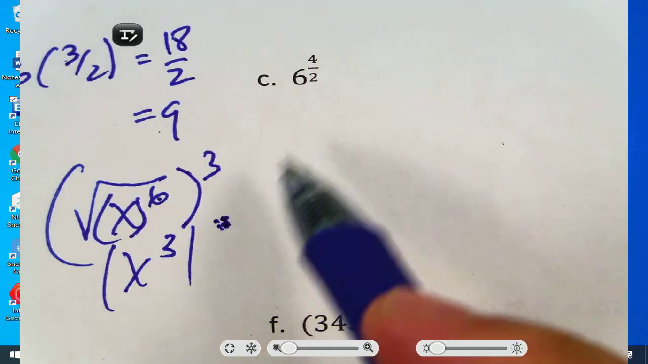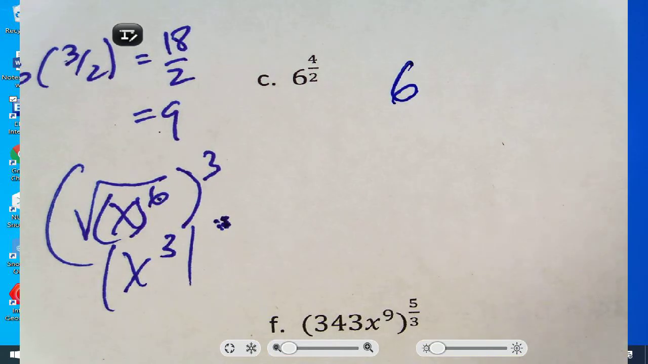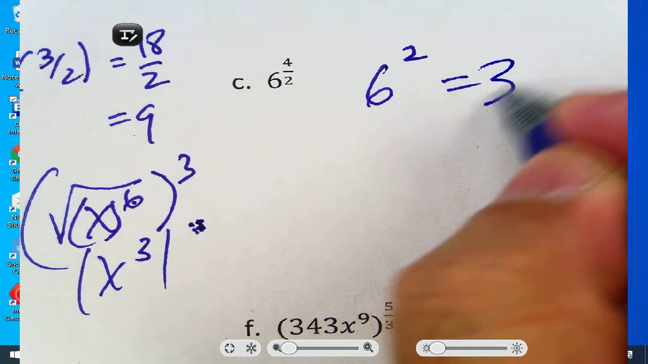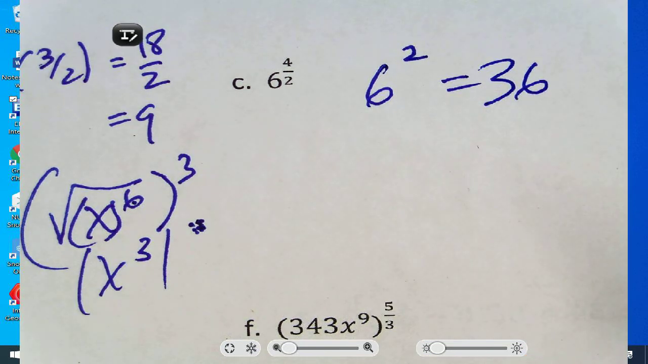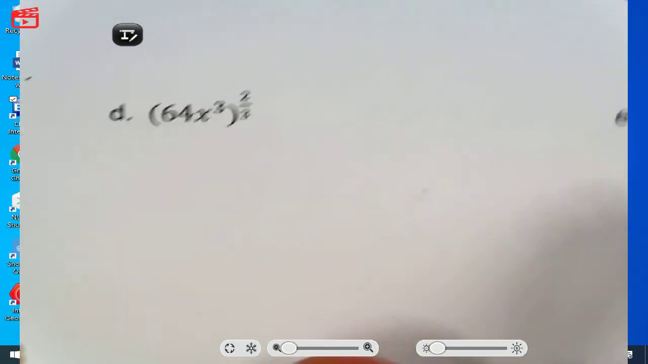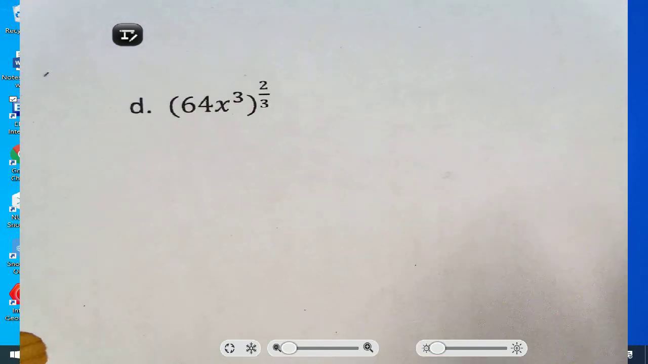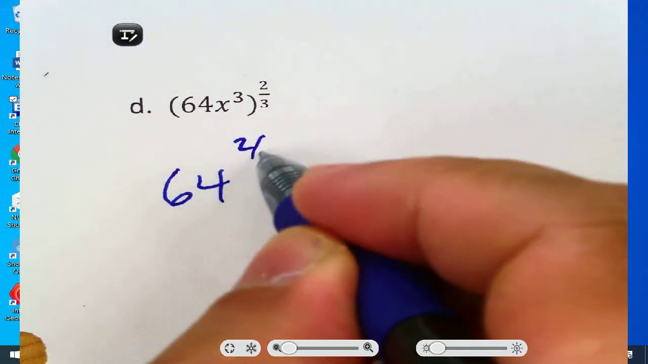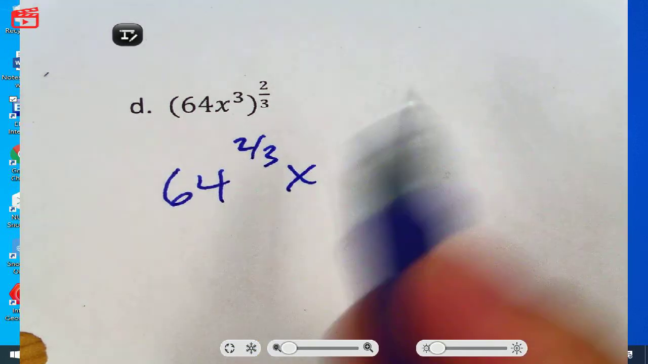C. Reduce your fraction. What is 4 over 2 reduced to? 2, right? 4 over 2 is 2. What is 6 squared? 36. Okay? Alright. Okay, now this is where the calculations get interesting. Alright, here we go. So, I'm going to do 64 to the 2/3 and x to what power? What's 3 times 2/3?